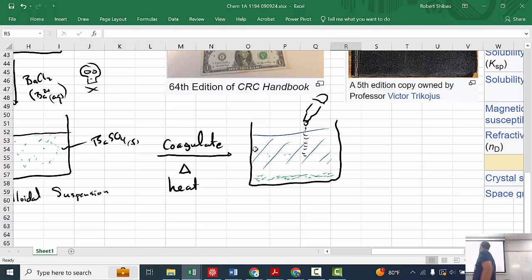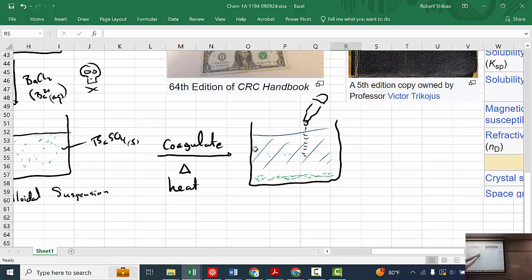So two things can happen. One, I get additional cloud formation. If I get additional cloud formation, then I'm not done. I haven't captured all the sulfate, and so I need to keep adding this until I stop seeing cloud formation. If it gets too cloudy, then I'm going to coagulate it, and then cool it, and then check it again. And so just repeat the coagulation, cooling.